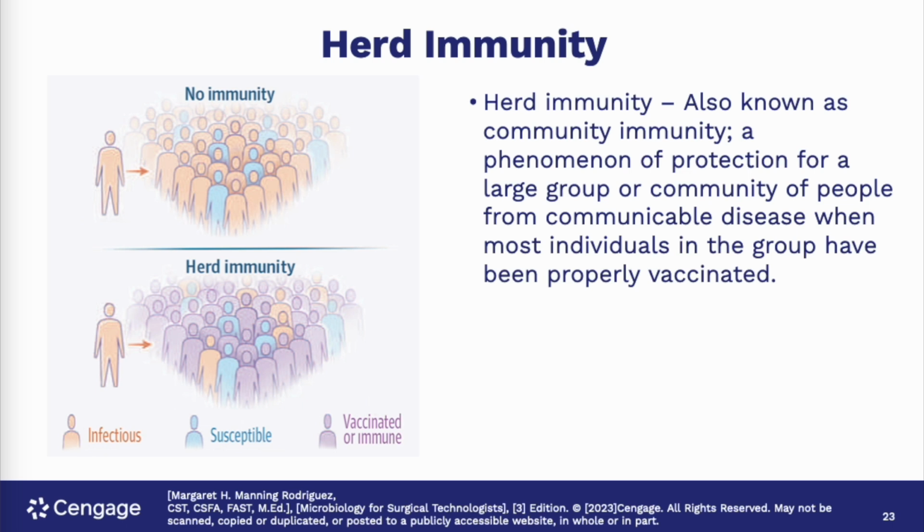For herd immunity to actually work, a high percentage of the population does need to be vaccinated. So, for example, around 95% vaccination is needed for measles to effectively prevent its spread. Before widespread vaccination, one person with measles could infect 11 to 18 others.